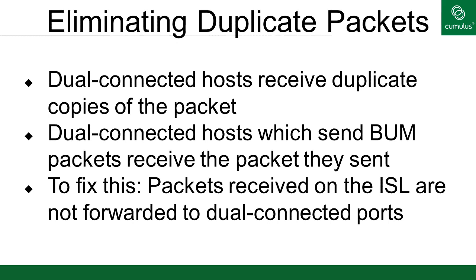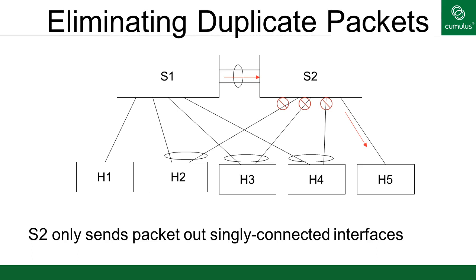And the way we do that is we introduce a special forwarding rule. When we're operating this in MLAG, packets received on the ISL are not forwarded to dual connected ports. So what that means is that when switch 2 received the packet over the inner switch link, instead of flooding it out all ports except the one on which it was received, it will forward it out all the singly connected interfaces. The dual connected interfaces down to H2, H3, and H4 will not have the packet forwarded out them.